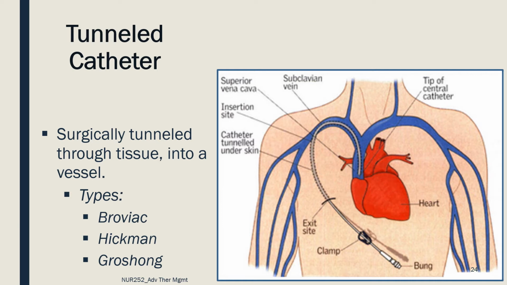These are all types of tunneled catheters. Groshongs are unique due to a valve on the distal end of the catheter that is pressure sensitive. It allows fluids to flow in or out but stays closed when not in use. It reduces the need for clamping. The valve restricts backflow of blood into the catheter, thereby decreasing the chance of blood clots. And it reduces the occurrence of air embolism.